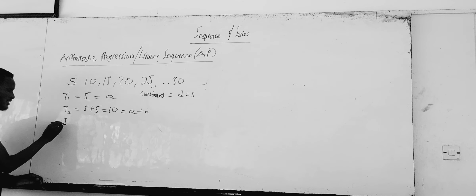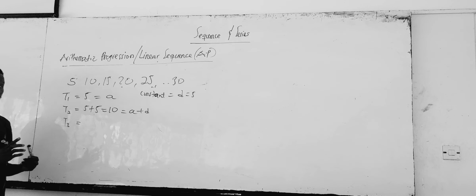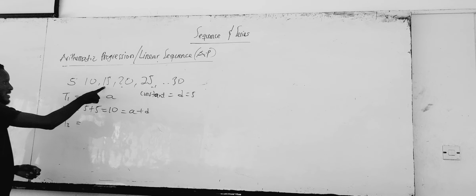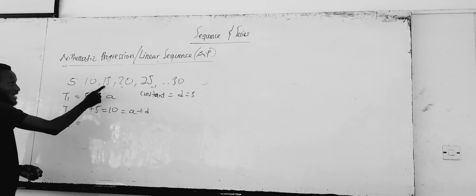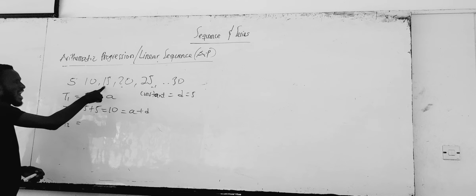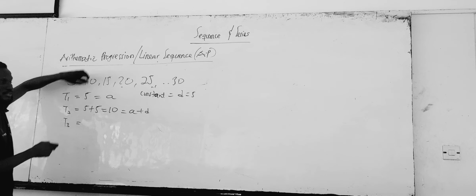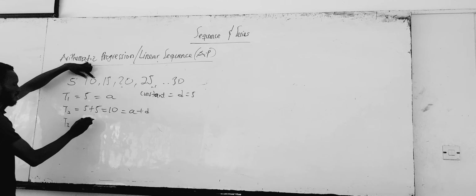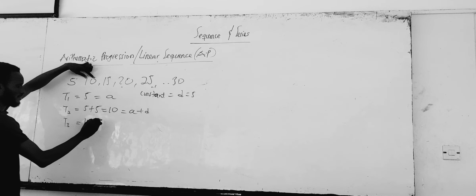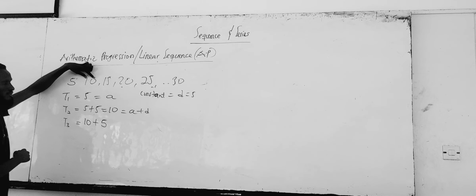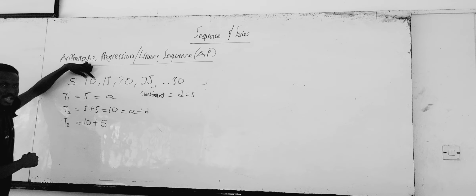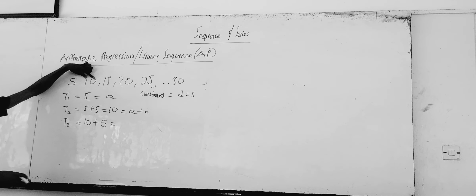Now let's come to T3. Follow this one closely because it's a formula. Don't forget the first term, second term, third term. T3 is 15. How did we get the 15? We added 5 to the 10. So it was 10 plus 5.